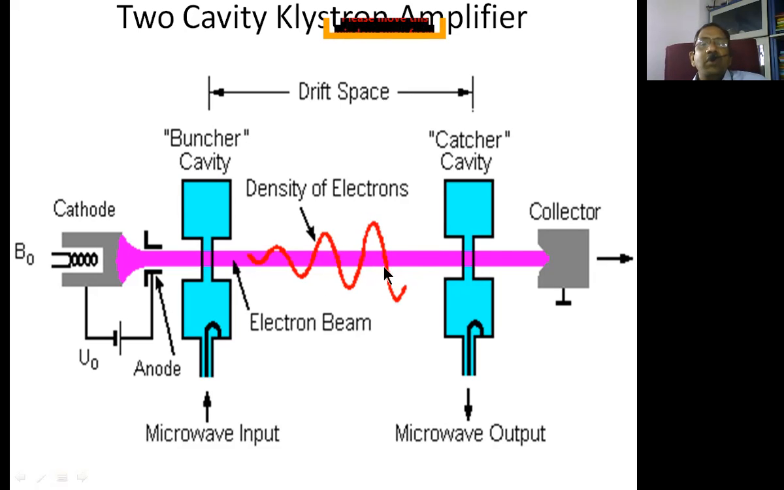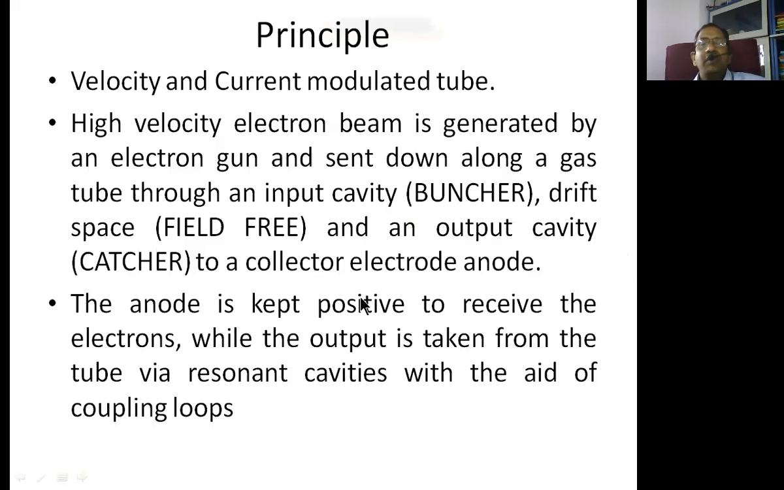So velocity modulation and current modulation are going to take place in the two cavity klystron amplifier, whereas in the case of the single cavity reflex klystron oscillator, velocity modulation is the only one which is going to take place. Okay. Now let's go ahead further.